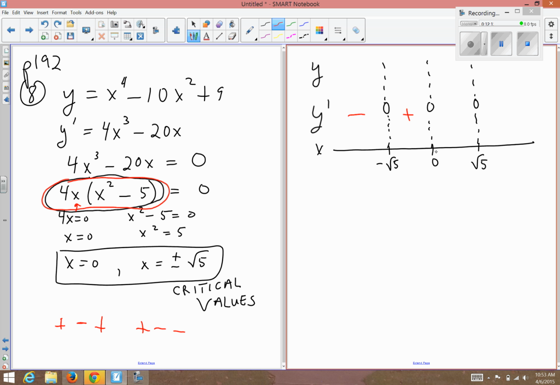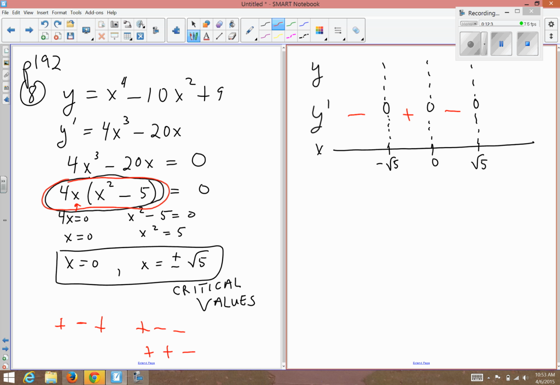Pick a number between 0 and the square root of 5, like 1. For example, pick a number in here like 1. 1 squared minus 5 is a negative, times a positive, times that positive 4. Multiply two positives and a negative, we get a negative.